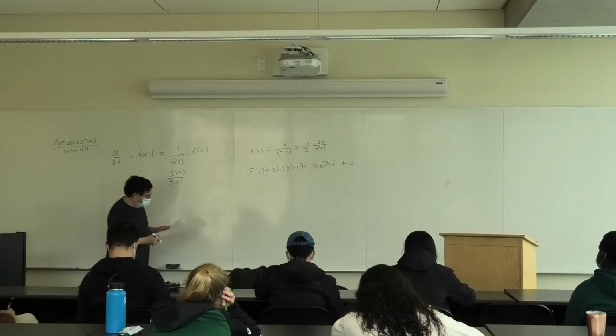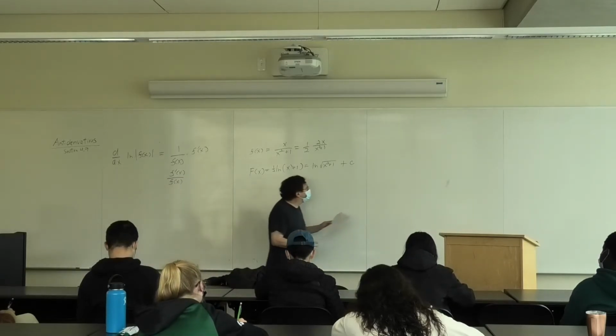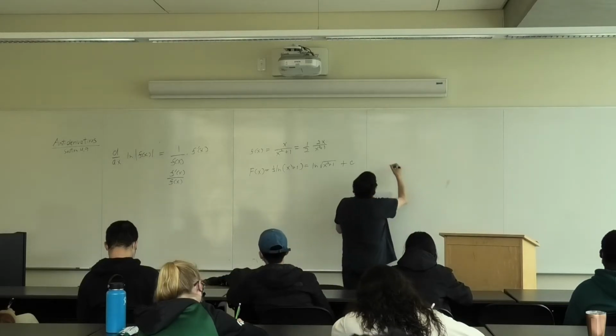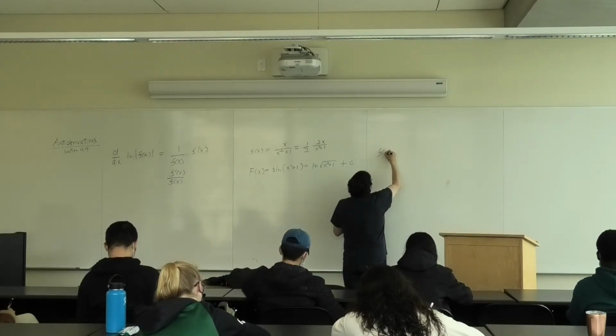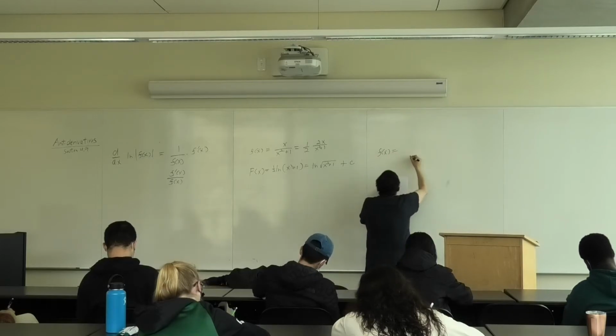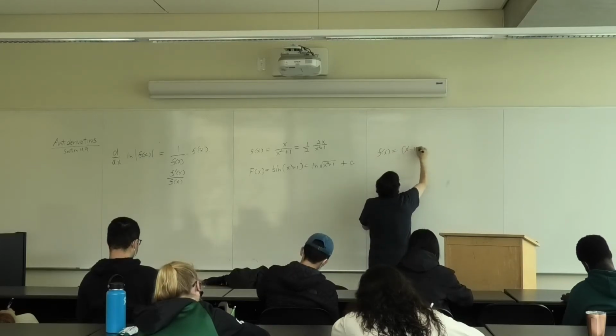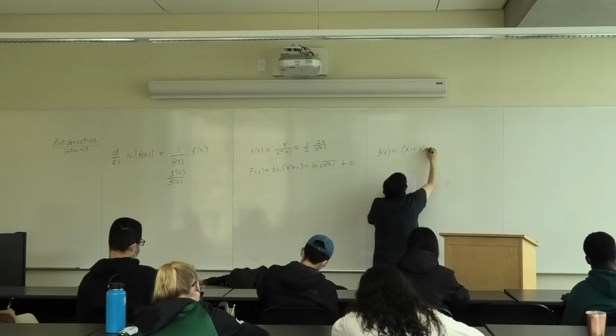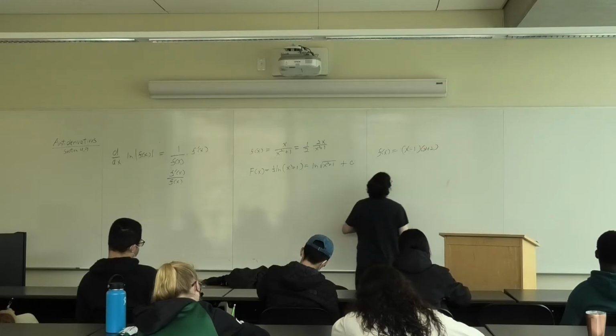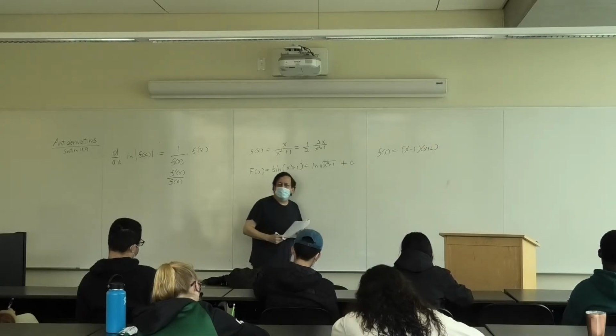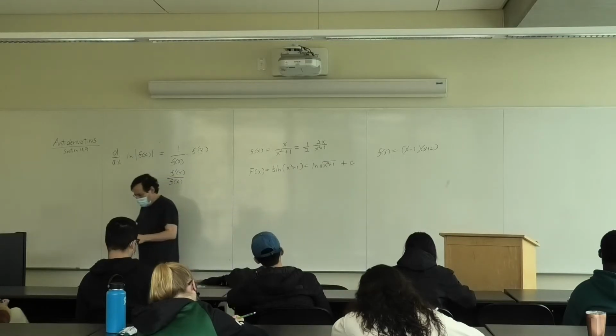All right. Everybody, I want you to do a simple example for me. f of x equals x minus 1 times x plus 2. Just take some paper and try to find the antiderivative of that.